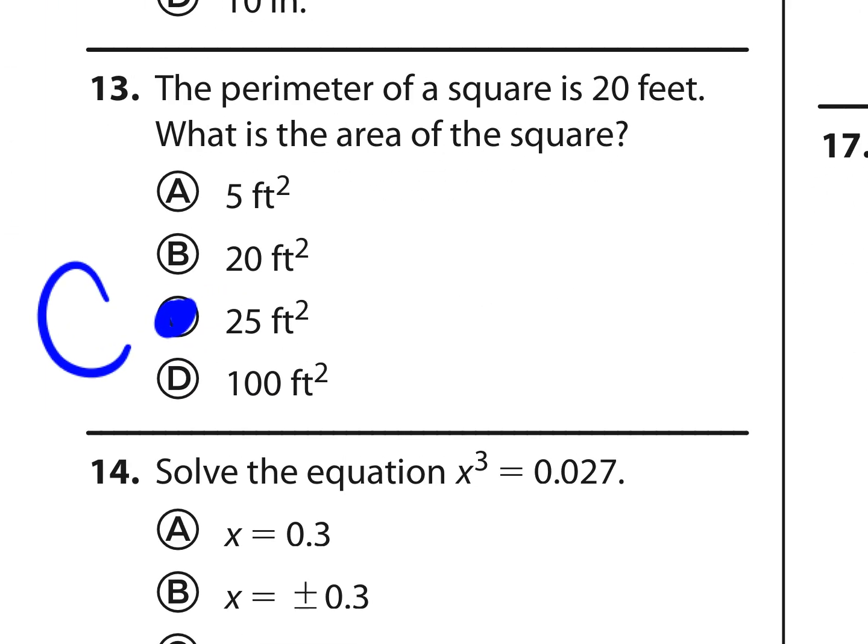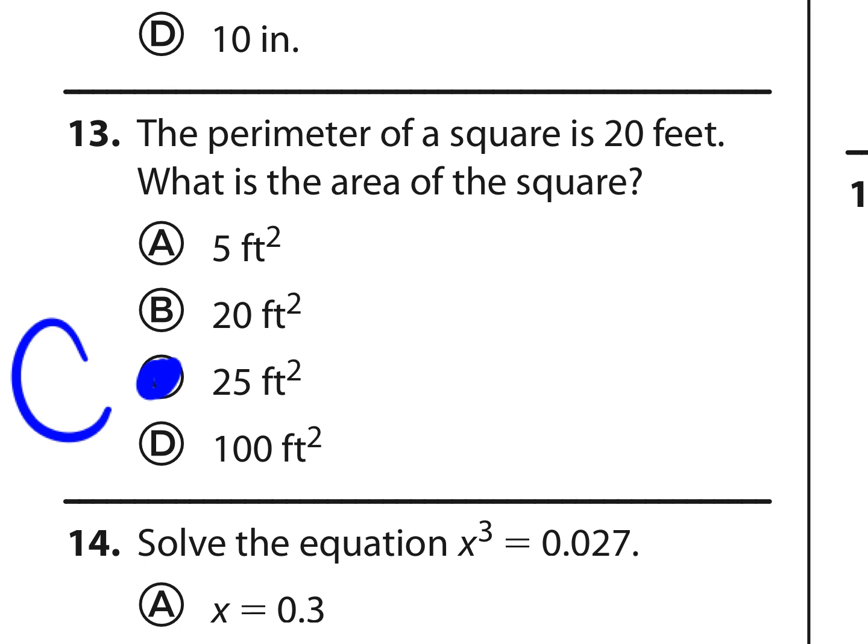And then the last one, number 13, the perimeter of a square is 20 feet. What is the area? Well, it gives us the perimeter, and we have to think about what these words mean. The perimeter, it's a square, so it has equal sides. There's 4 equal sides. Perimeter is distance around it. So if the perimeter is 20 feet, well, that means that we can take that 20 and divide by 4 to get 5 feet, which is the measure of each side.